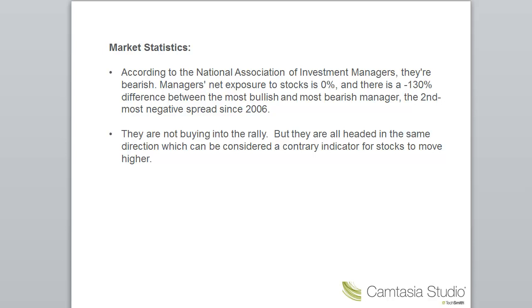So that to me shows you how maybe overdone the market is to the bearish side, which could potentially push the market higher if everybody's weighted to the same direction, or the old analogy, everybody's going to the same side of the boat, maybe it could tip over. So currently, based on these statistics, they have not been buying into the rallies, so the market's short, but they're all headed in the same direction, which can be considered a contrary indicator for stocks to move possibly higher.